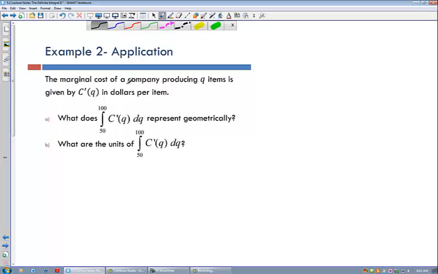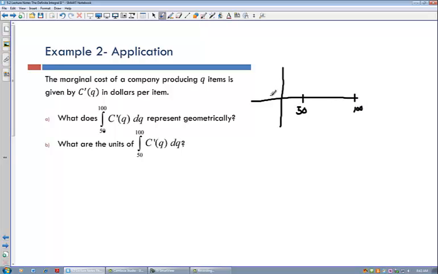So it says the marginal cost of a company producing Q items is given by C prime of Q dollars per item. What does the integral from 50 to 100 of C prime of Q dq represent geometrically? So here you can just draw a picture, and you have basically a 50 here and 100 here. I have no idea what C prime of Q actually looks like, but we can just graph something to get an idea. So here's my C prime of Q.